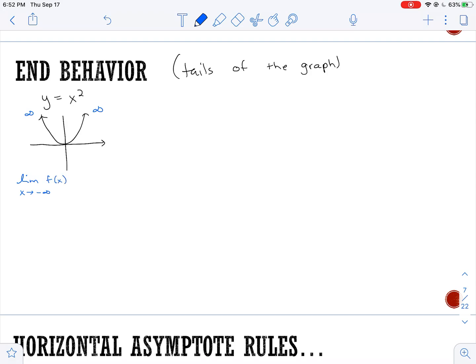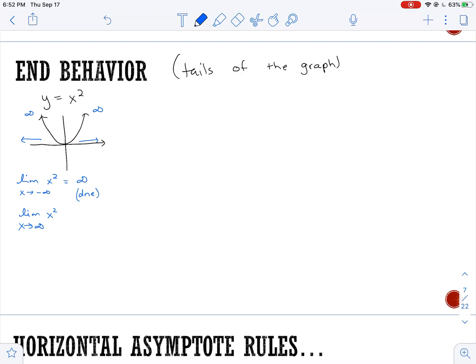So we could say the limit as x approaches negative infinity of x squared. What's the tail as I'm getting farther and farther to the left-hand side of the graph? That tail is getting higher and higher and higher. So that limit is going to be infinity. You can also say it does not exist because infinity is not a real number, but we're going to put positive infinity to show that it's shooting up.